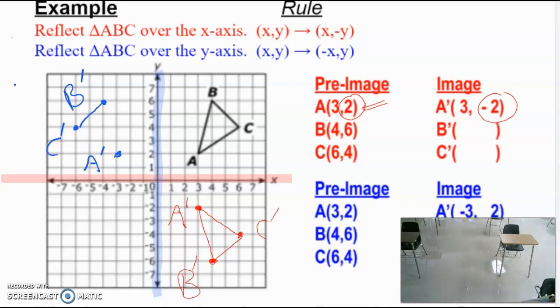Again, you connect the points. Notice that it's the same triangle. It was just reflected over the y-axis. Now again, I'm only listing one coordinate. My coordinate is (3, -2). Notice that this time, because I'm reflecting over the y-axis, my opposite letter was the one that changed. So the x changes to negative 3.